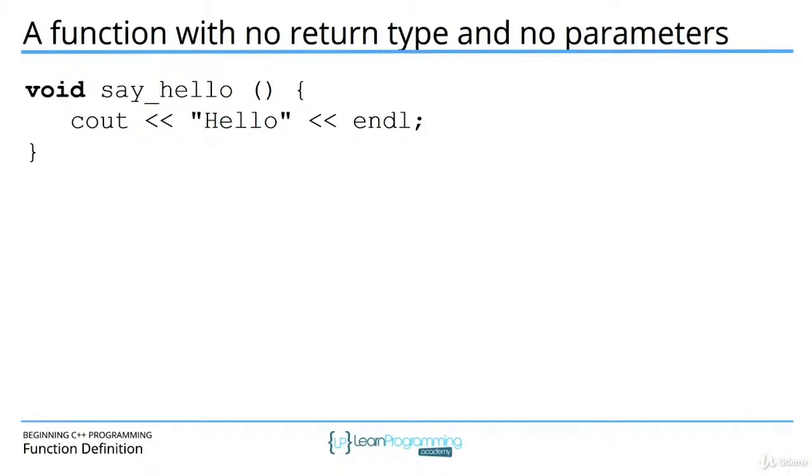Suppose we want to write a function that displays hello followed by an end line every time it's called. We could easily define that function as follows. The function name is say hello, it expects no parameters and returns nothing. In the body of the function, we have an output statement that just displays hello. Notice that in this case, there is no return statement required since the function doesn't return anything.